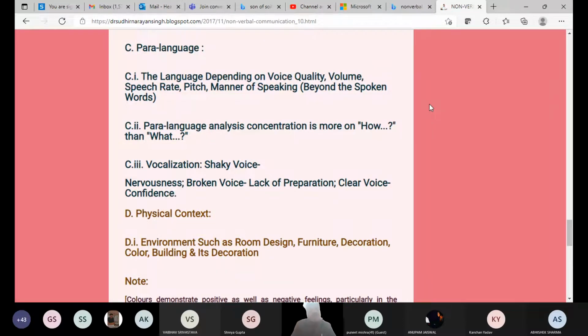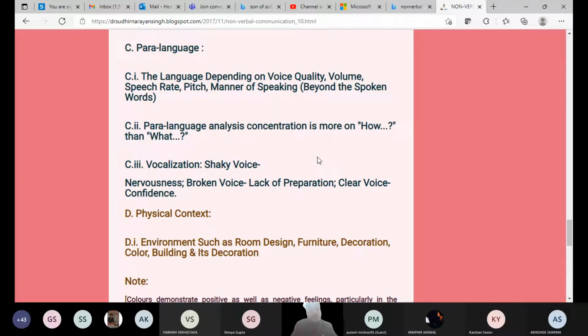Then there comes the next division of paralanguage, that is analysis. In paralanguage analysis, the concentration is more on how than what. What are you speaking? But how you are speaking becomes more important in paralanguage, or what kind of words you are using. Paralanguage is also the sound that is beyond the spoken word. For example, very often "uh", "mm", something like that. These terminologies are part of paralanguage.